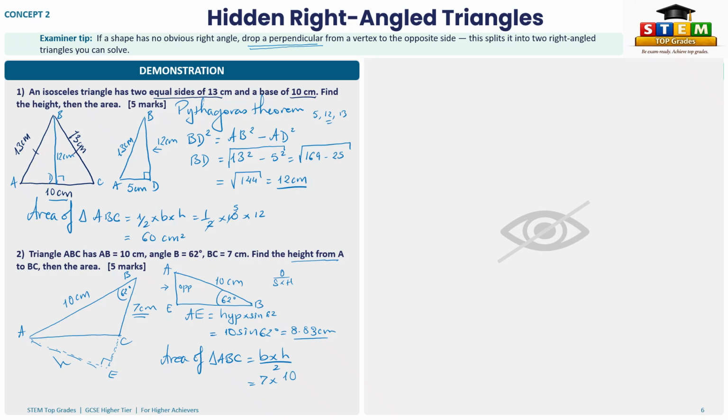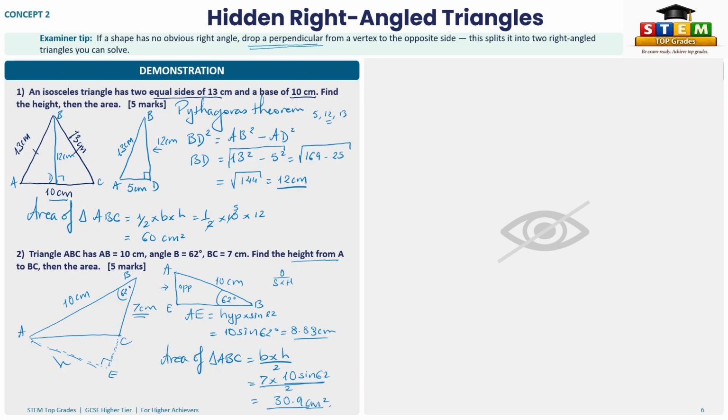Like I said, you could have just said 10 sine 62, and the whole lot is divided by 2. And when you do the calculation using your calculator, that should give you 30.9 centimeters squared. Okay, hope that works for you.